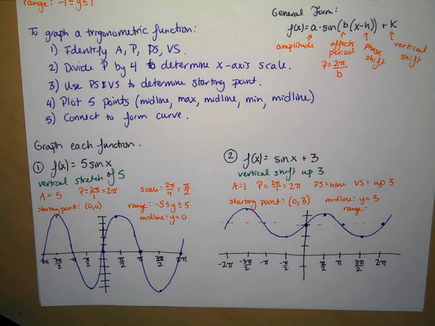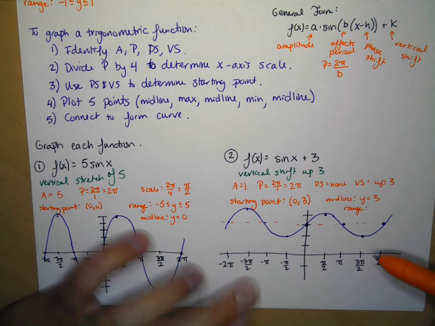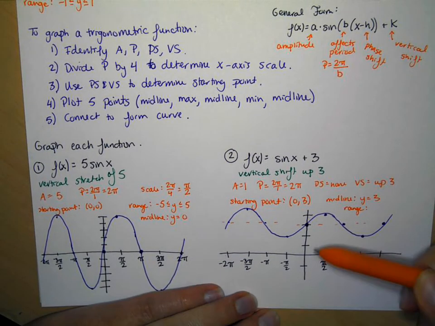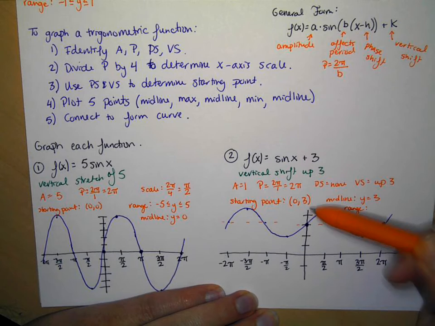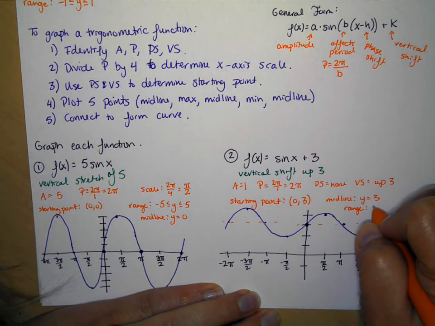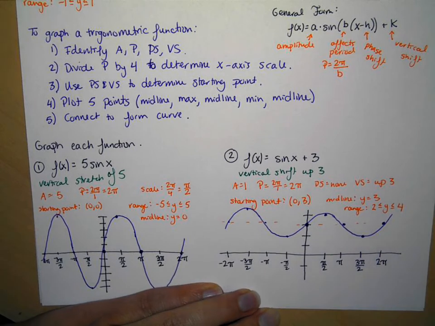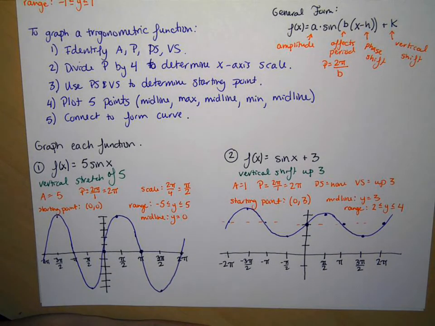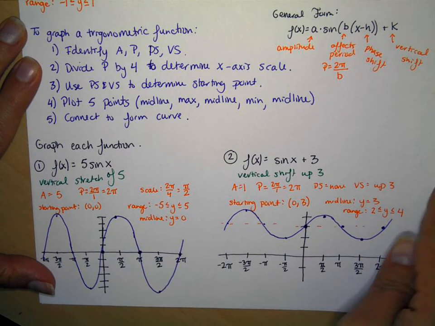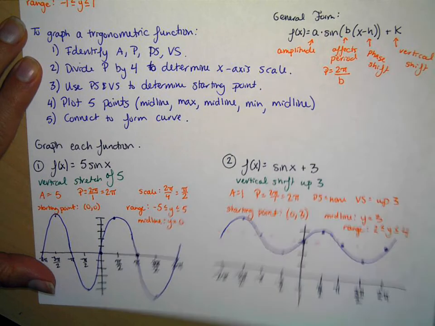Notice this time our range, the y values that are included on this graph, are in between positive 2 and positive 4. 2 is our smallest y value. 4 is our highest y value. On all of these, our domain is all real numbers, right? We can put in any angle and be okay. All right, I'm going to turn my paper over.